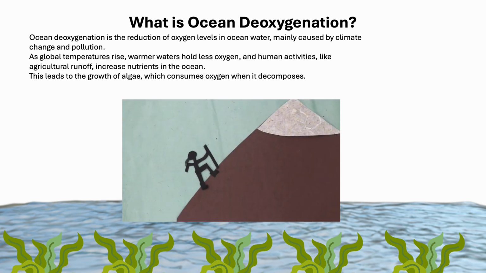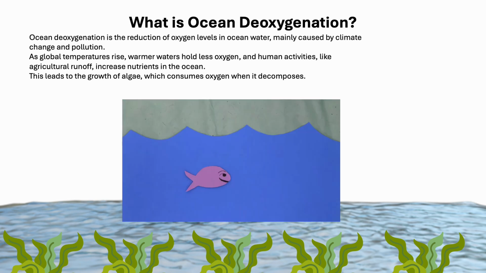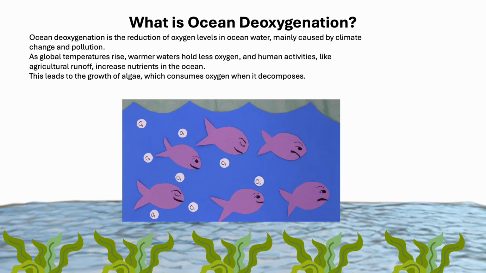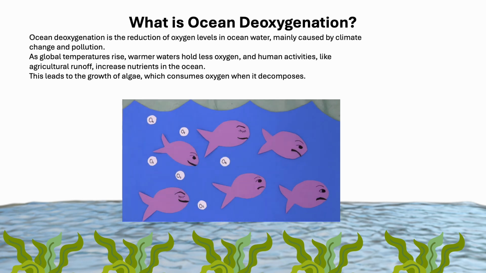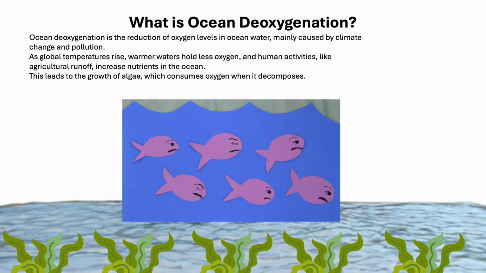Imagine you're climbing a very tall mountain. At every step, it becomes harder and harder to breathe. This is because, as you hike up, there is less oxygen available in the air. This is what fish feel in deoxygenated water. Deoxygenation is the loss of oxygen available in the water, which can occur throughout the ocean. This happens when there is an imbalance of nutrients and the food chain is disrupted.